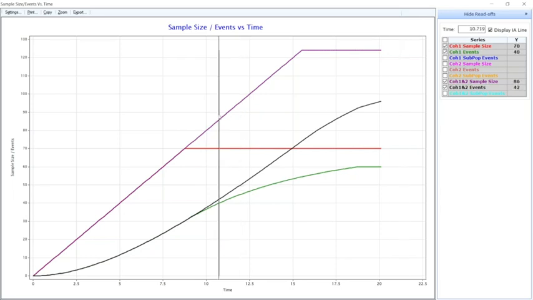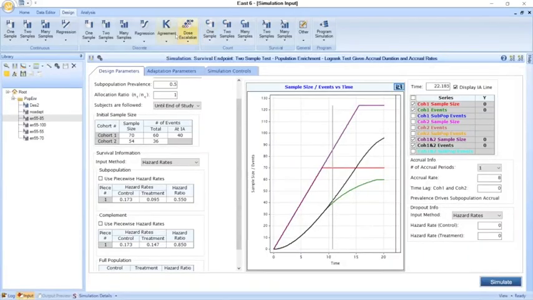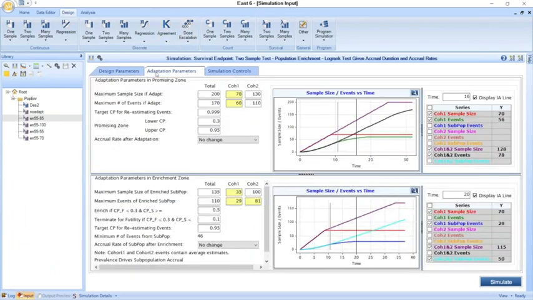Of course, you can always readjust and play around with different breakdowns of your situation to try and optimize the study from that end. But also you have to keep in mind that you have to also optimize it in terms of the power in the promising zone and the power in the enrichment zone.